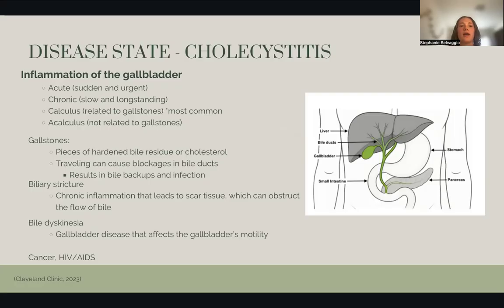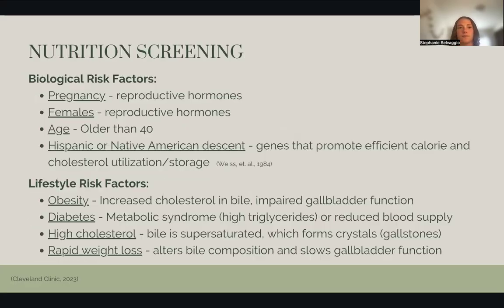An acalculous type of cholecystitis is biliary stricture, which is where chronic inflammation leads to scar tissue that can obstruct the flow of the bile in the bile duct. And then biliary dyskinesia is where the gallbladder doesn't contract enough. And so that bile sits there and accumulates and hardens and then turns into gallstones. So that would be a calculous version of cholecystitis. And then as well, you can also have cancer or HIV and AIDS that can cause cholecystitis as well.